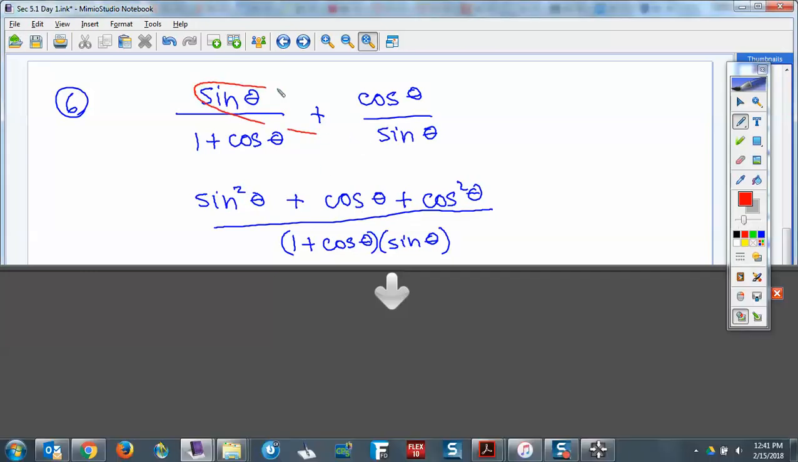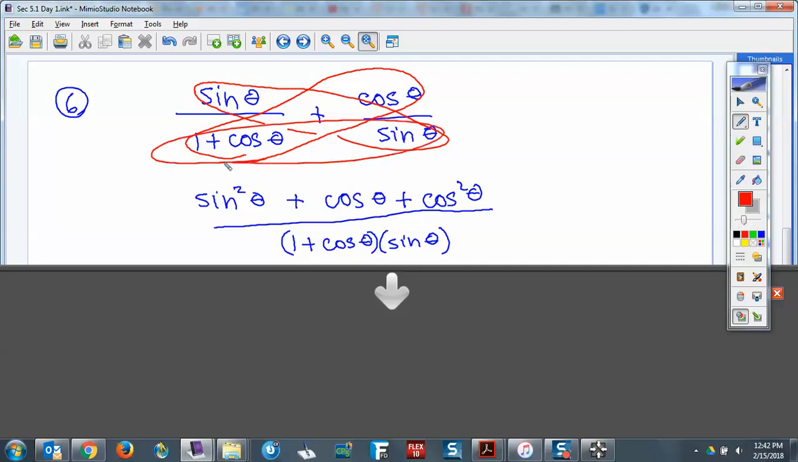Bow tie would be sine times sine squared. Then here, when you bow tie, you've got to distribute, right? Just distribute as you do it. So cosine times 1, cosine times cosine squared. You've got to distribute right there. And then the bottom is just that times that. Now what can you do from there?